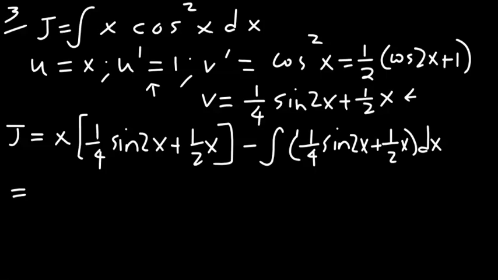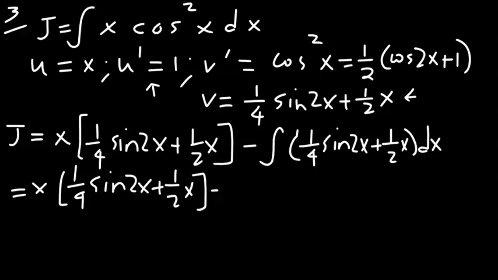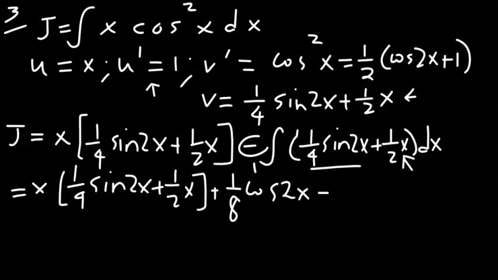So let's proceed with evaluating the integral j. So the first term is x times 1/4 sine 2x plus half x, minus integrating 1/4 sine 2x will give you minus 1 over 8 cosine 2x. So that minus will kill this minus, will make it a plus. So 1 over 8 cosine 2x. Integrating half x, you get, don't forget this minus, minus 1 over 4 x to the power 2, plus an overall integration constant, let's call it e.